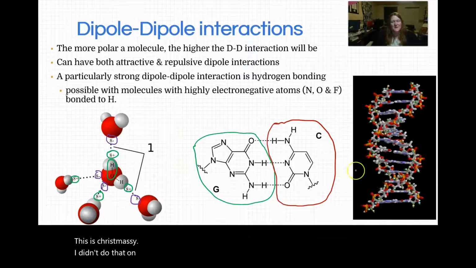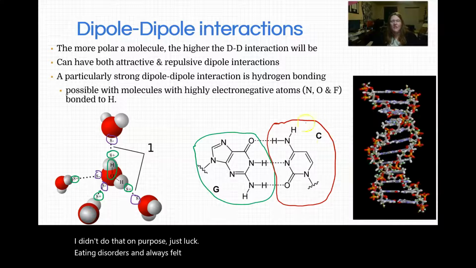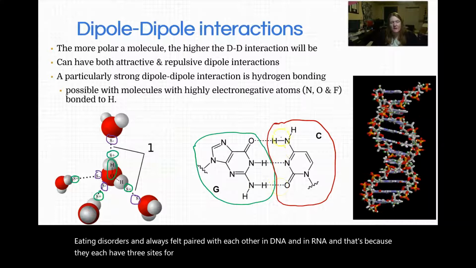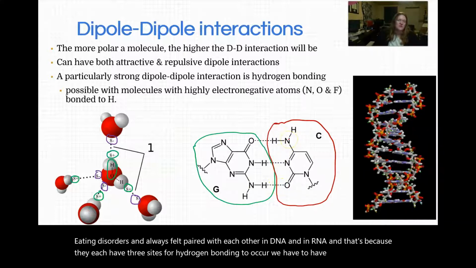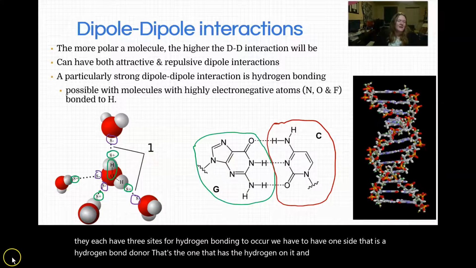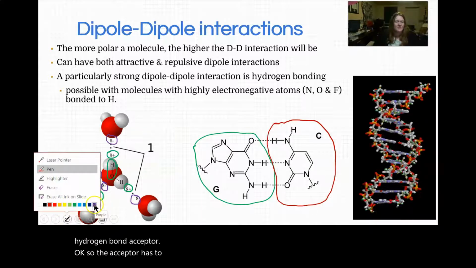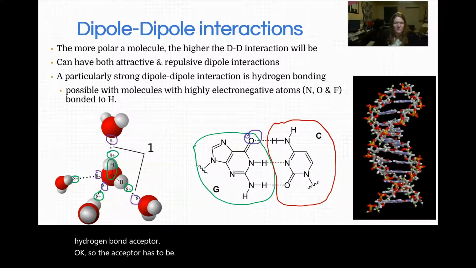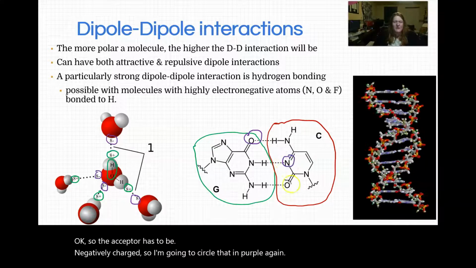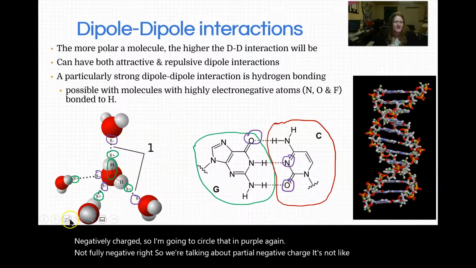It's just luck. Guanine and cytosine always pair up with each other in DNA and in RNA. And that's because they each have 3 sites for hydrogen bonding to occur. We have to have one side that is a hydrogen bond donor. That's the one that has the hydrogen on it. And the other side is the hydrogen bond acceptor. Okay, so the acceptor has to be negatively charged. So I'm going to circle that in purple again. Not fully negative, right? So we're talking about partial negative charge. It's not like it has a minus on there.